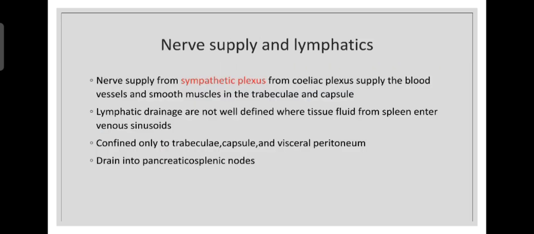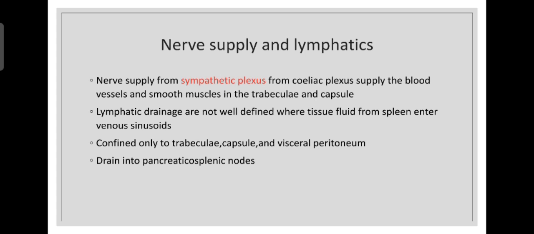Next, we move on to nerve supply and lymphatics. Nerve supply: there will be only sympathetic supply to the spleen. It is by the sympathetic plexus formed by the celiac plexus, which is present around the celiac trunk, that supplies the blood vessels and smooth muscles of the hilum and capsule. We will see what the hilum and the capsule are in the histology of the spleen.